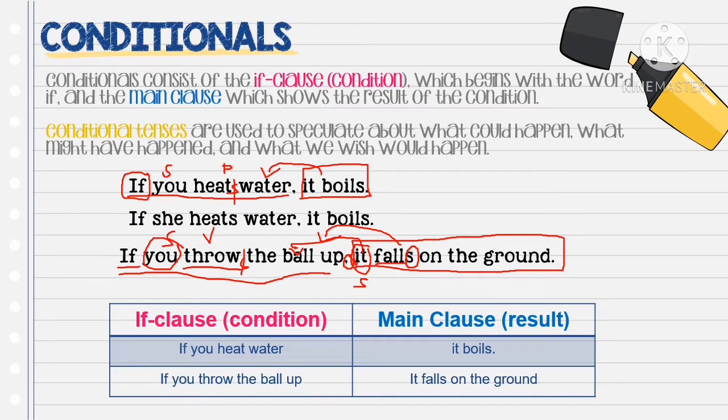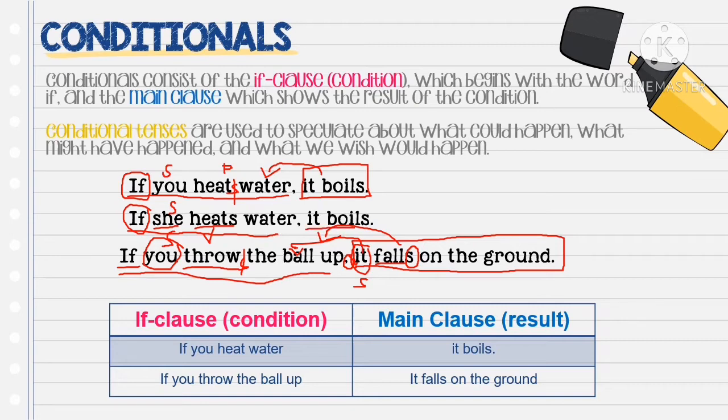Another, if she heats water, it boils. If she heats water is actually our if clause, because it describes the situation. It starts with the word if, and then our subject she. She is singular, meaning to say our verb needs a singular verb. So, the singular verb of heat is heats. It ends with S. Every singular verb should end with S.